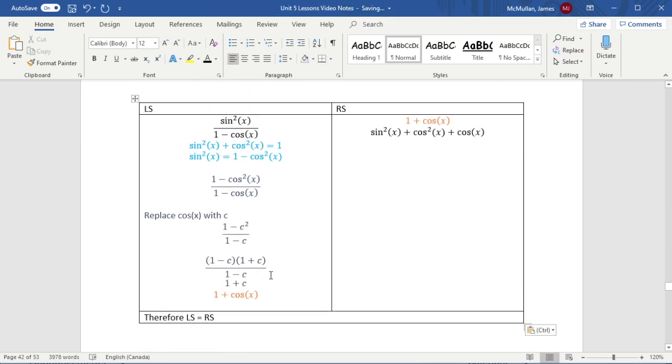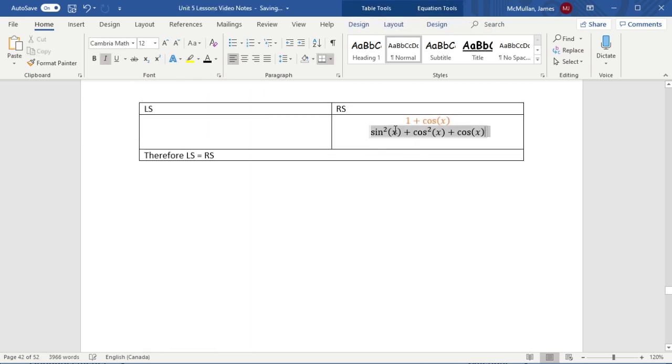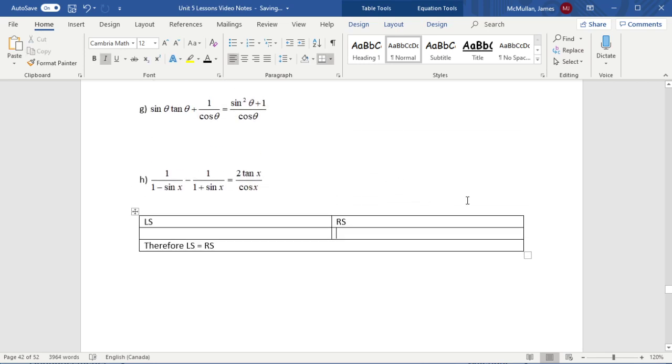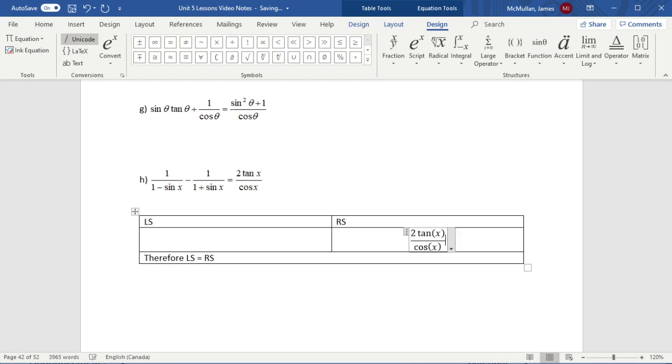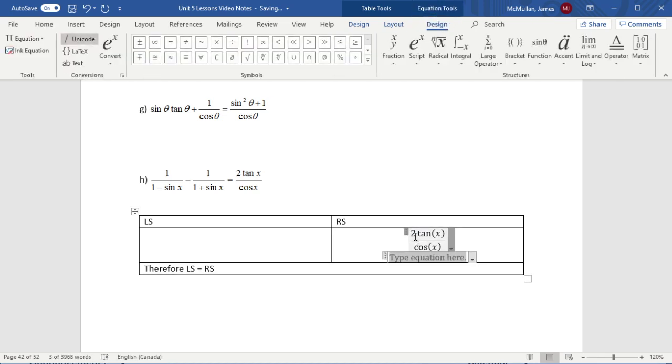Okay, so on the right side, I have 2 tan x over cos x. Let's work with the right side and see what we can come up with. So I'm going to get 2 over cos x. I'm going to replace tan with sine x over cos x.